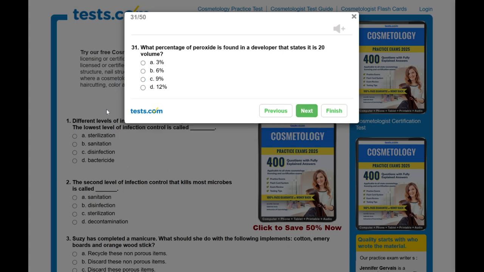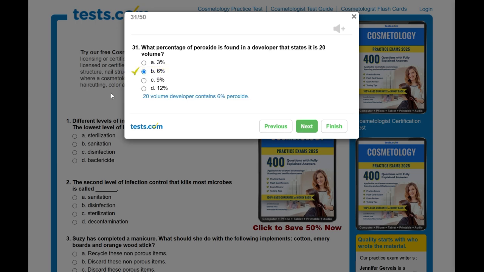Question 31. What percentage of peroxide is found in a developer that states it is 20 volume? A. 3%. B. 6%. C. 9%. D. 12%. B. 6%. 20 volume developer contains 6% peroxide.